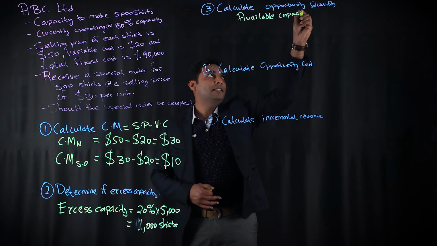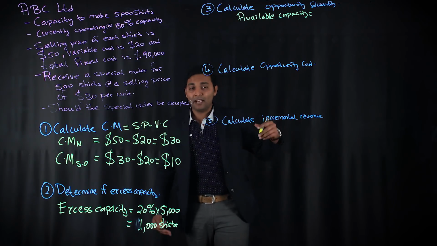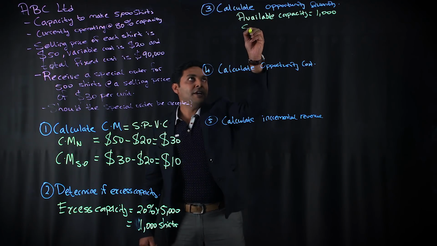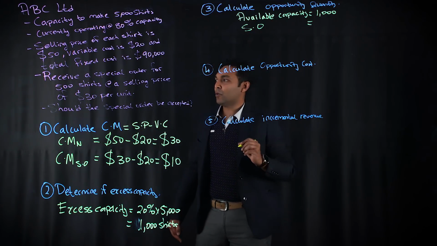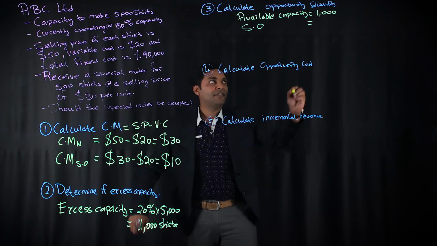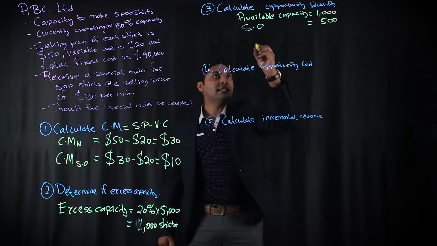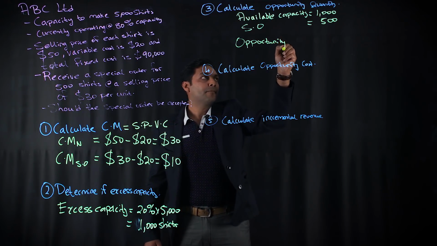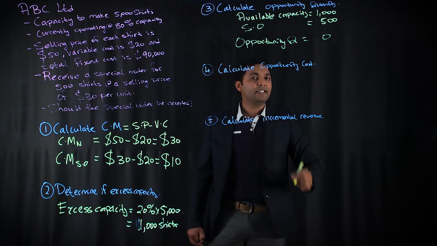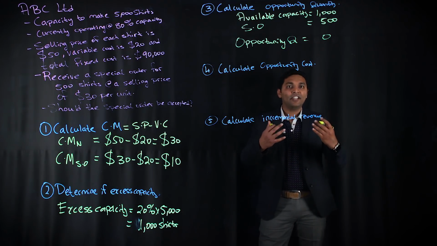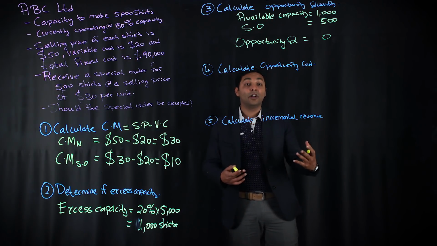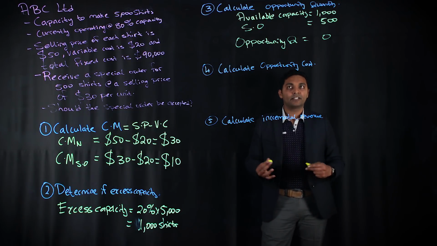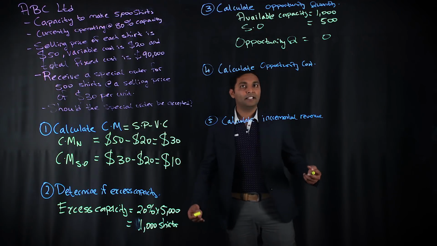So from step 2, we've calculated our available capacity or excess capacity to be 1,000 units. The special order quantity from the question, someone wanted to purchase 500 shirts. So basically what we are saying here is the opportunity quantity is going to be 0. Why? Because you already have enough capacity. You have 1,000 units that is not being used to cater for that special order of 500 units. So your opportunity quantity is 0.